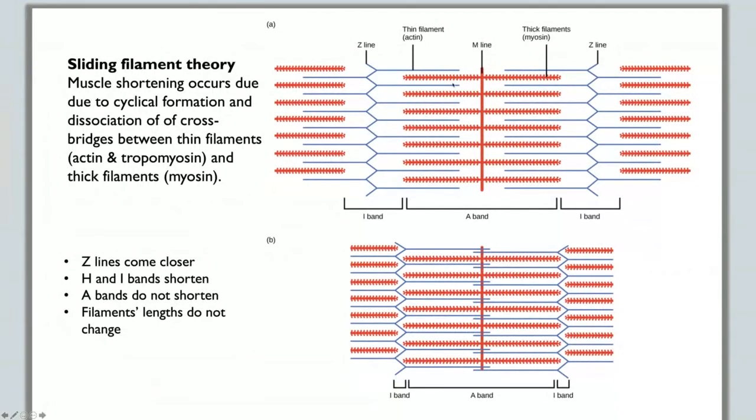When the contraction occurs, these Z lines simply come closer, dragged toward the M line, and all of these sarcomeres, organized in series, are going to do the same. Everything is happening at the same time, so all the muscle will contract as one.